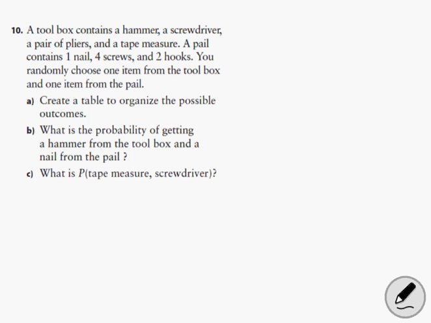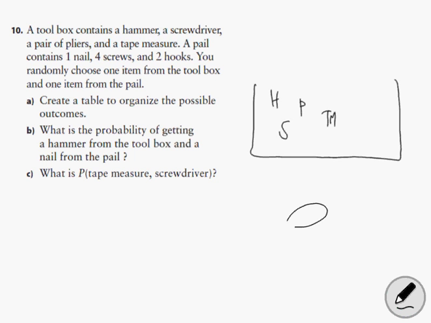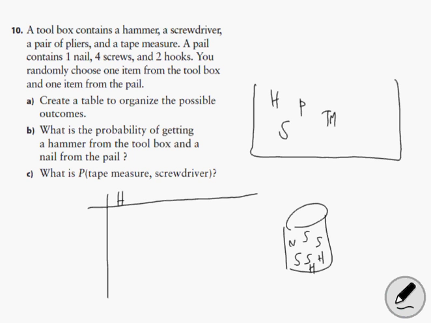Question 10. A toolbox contains a hammer, a screwdriver, pliers, and a tape measure. A pail contains one nail, 4 screws, and 2 hooks. Create a table to organize all of the possible outcomes. So I'm assuming choosing one thing from the toolbox and one thing from the pail. So I'll make it here like this. We'll go hammer, we'll go pliers, we'll go screwdriver, and we'll do tape measure.